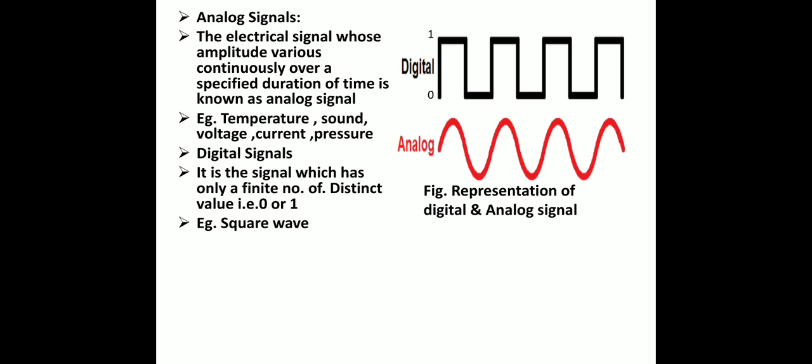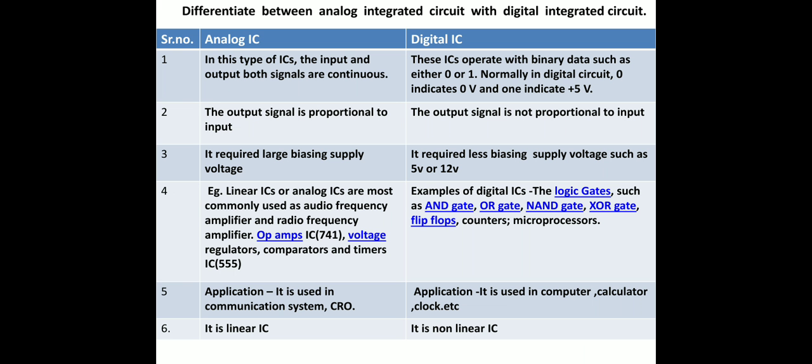An analog signal's amplitude, that is its value of voltage or current, varies continuously with respect to time. The digital signal is the signal which has only a finite number of distinct values, that is 0 or 1. That is, a digital signal is available only in the form of binary number 0 or 1. An example of a digital signal is a square wave. That is the analog signal and digital signal.